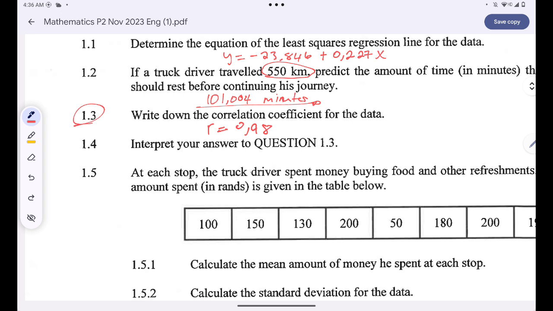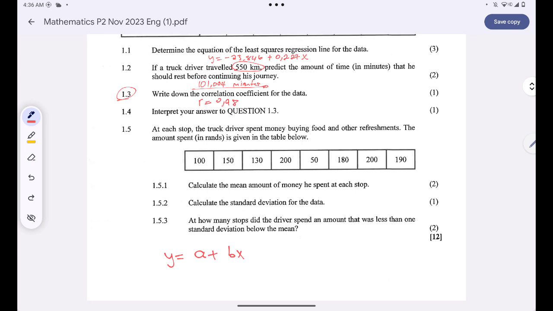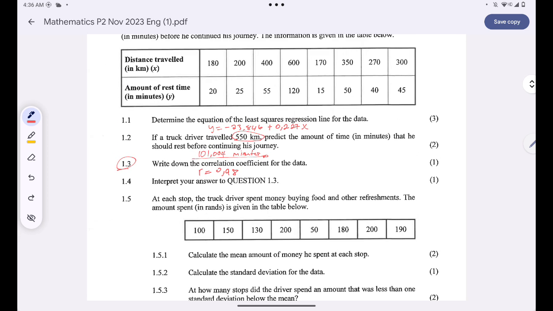Since our correlation coefficient, guys, is greater than 0.9, but obviously less than 1, that means there's a strong linear relationship, a positively strong linear relationship between the distance traveled and the amount of rest time.